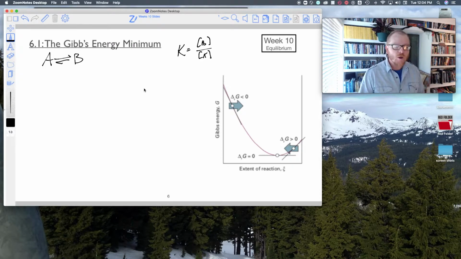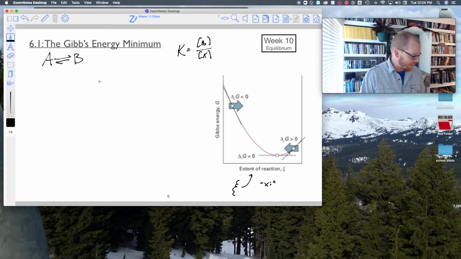Well, I'm going to introduce a new quantity called extent of reaction. And this crazy little letter that you see right here, this is the extent of reaction, and that is the Greek letter zeta. I think I did a terrible job drawing it. It's the hardest Greek letter to draw.